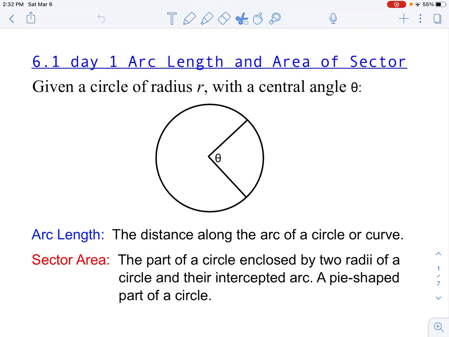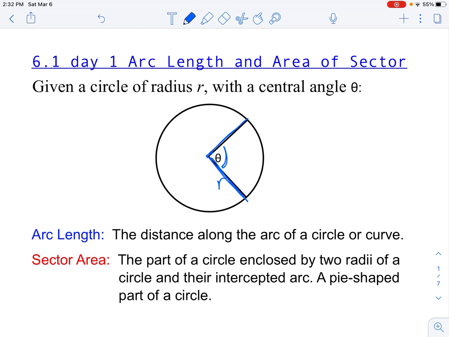Today we're going to take a look at arc length and area of a sector. First of all, we're going to talk about a circle that has a radius of r. So we know this piece right here is r, and a central angle, so the angle that makes that piece is going to be theta. A couple quick definitions.